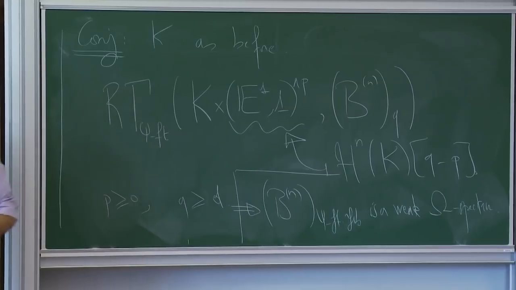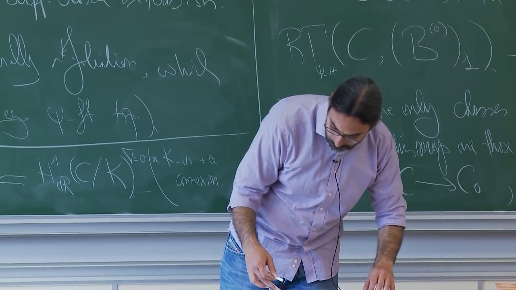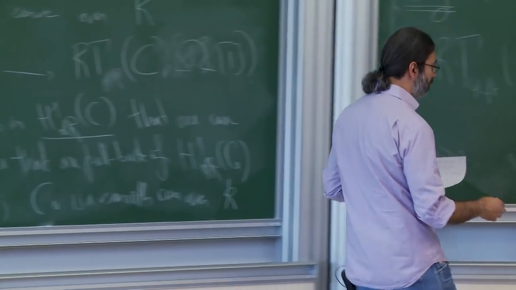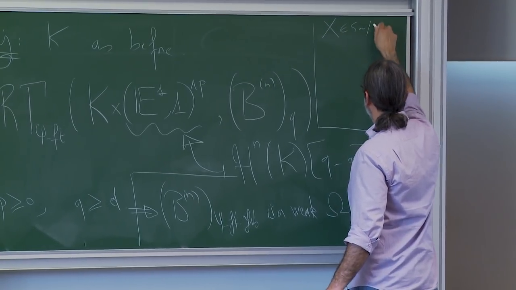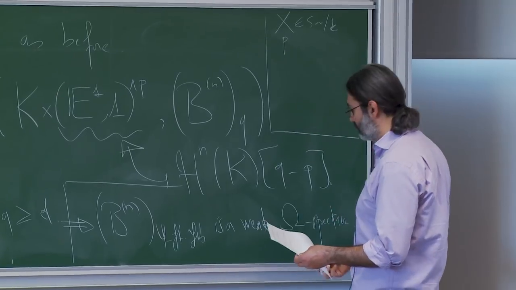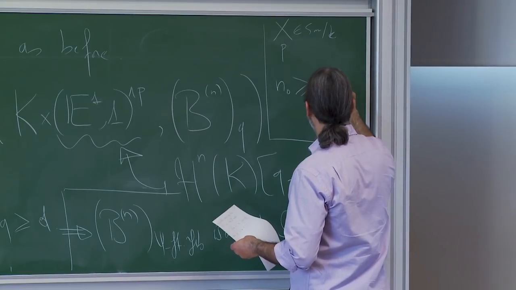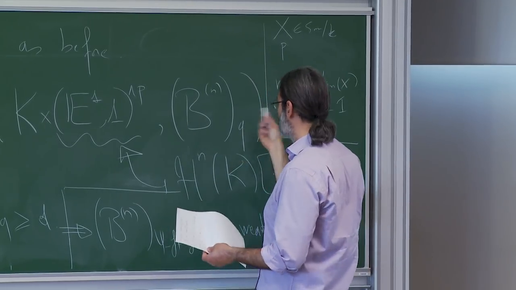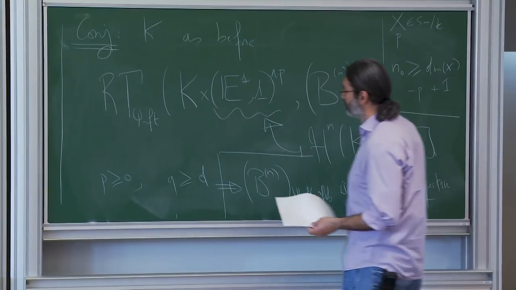Yeah. Okay, so maybe I could stop here. Maybe just say one last thing. Here, you might wonder what is the n. If you fix x in smooth varieties, and the level p, you might wonder what is the n zero in the definition of a weak spectrum, which we need. But any n zero which is larger than the dimension of x minus p plus one will actually work. And so it's an easy exercise to figure out how such a conjecture would imply this.